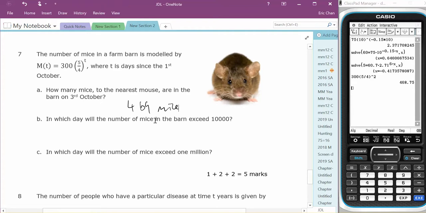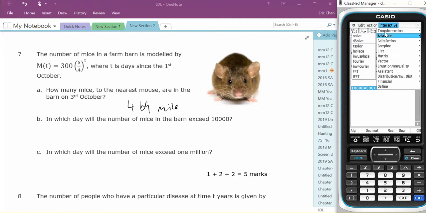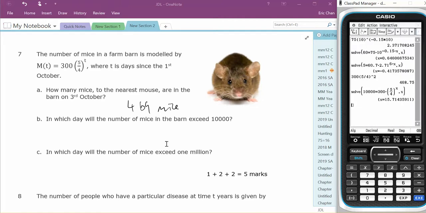Okay. On which day number would it exceed 10,000? So you're subbing in 10,000 for M equals that to the power X, and you use interactive and solve for X. Which day number? We've got a value of T equals 15.71. So essentially, you round up to 16, so it's on the 16th day.